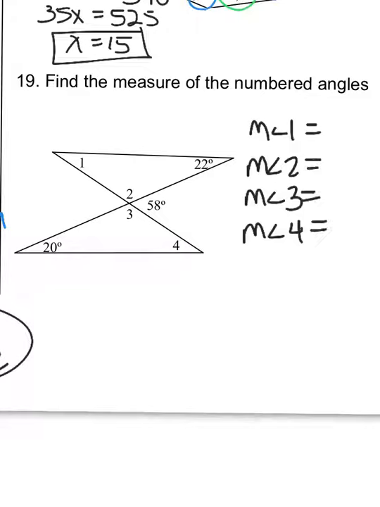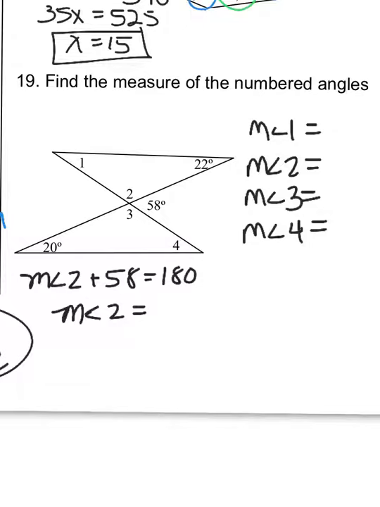You can use the 58 degree angle here and the measurement of angle 2. Those two should add up to be 180. If we subtract 58 from both sides of the equation, that means the measurement of angle 2 is 122. Since angle 2 and angle 3 are vertical angles, and all vertical angles are congruent, which means they have the same measure, the measurement of angle 3 is also 122.